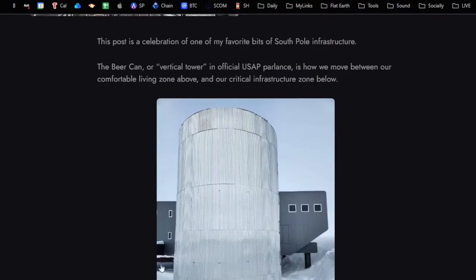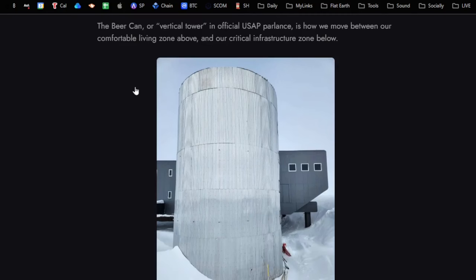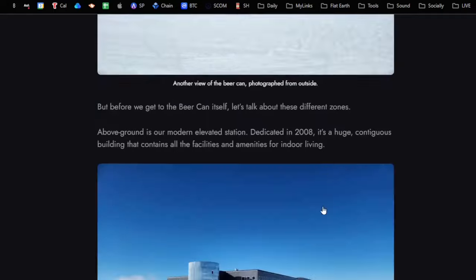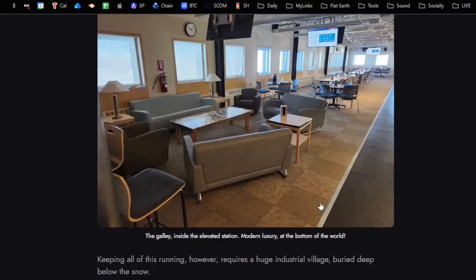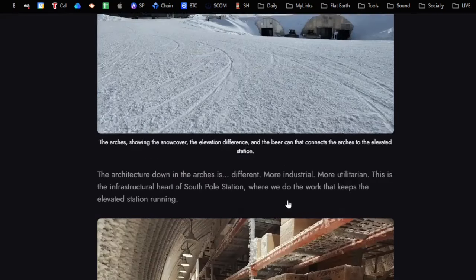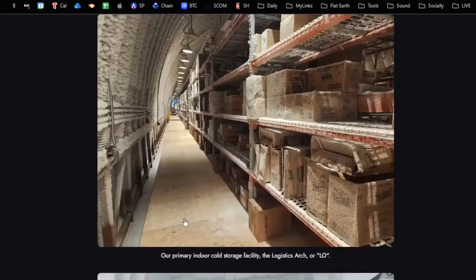Reading about this, this is the beer can. Sits outside of the South Pole. It is the vertical tower in the official USAP parlance. It's how we move between the comfortable living zone and our critical infrastructure for storage. There you see the can sitting next to the building. This is the inside of the digs there at the ceremonial, if you will, South Pole, or what they call the South Pole. Here's a storage house.